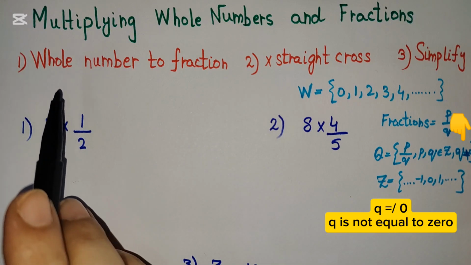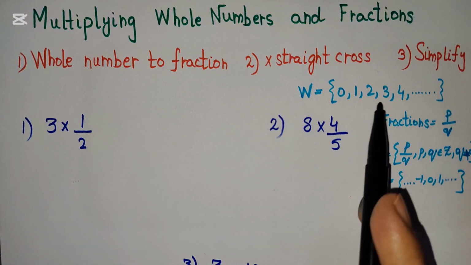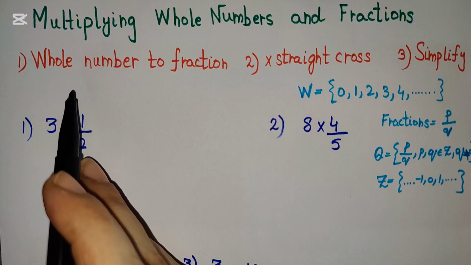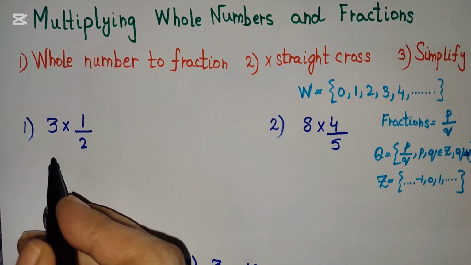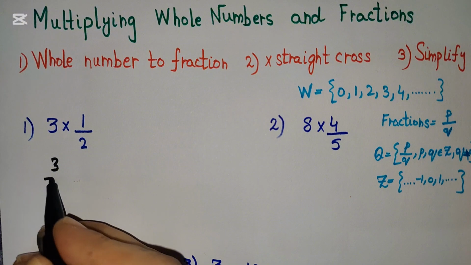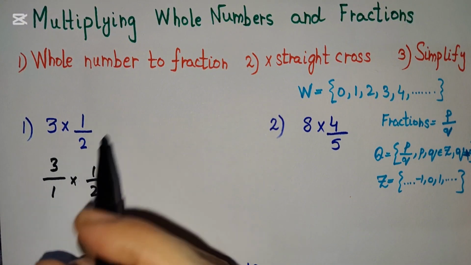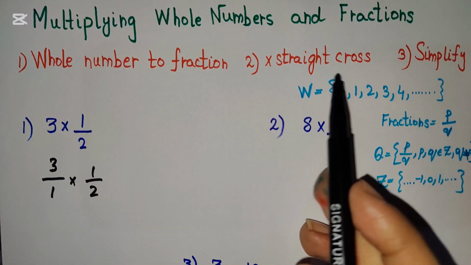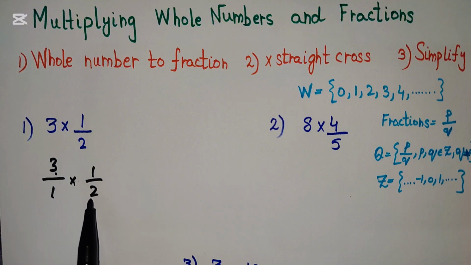So the first step is whole number to fraction. 3 is a whole number, which belongs to the set of whole numbers, so we will write the whole number as a fraction. We know that every whole number has a denominator of 1, so we have done step 1, whole number to fraction. Next step is straight across, meaning numerator will multiply by numerator and denominator will multiply by denominator.